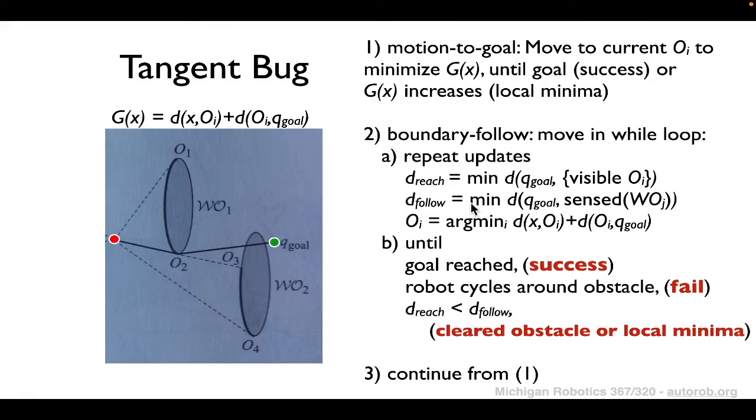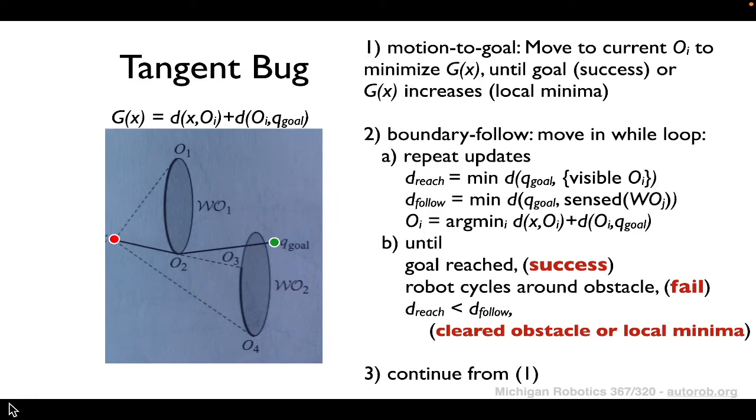And so you're going to repeat this boundary following process where you update these three variables until either you reach the goal, the robot has cycled around the obstacles, so you can recognize a failure case similar to how we did in bug 1 and bug 2, or until this d sub reach is less than d sub follow, which indicates that you're outside of a local minimum, and you can then return to your motion to goal behavior. So then you'll exit step 2, go to step 3, which sends you back to the start of the pseudocode.